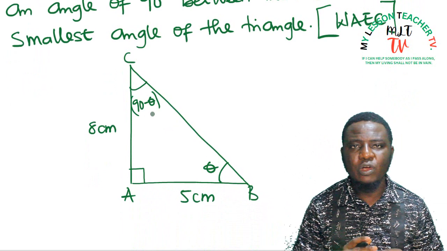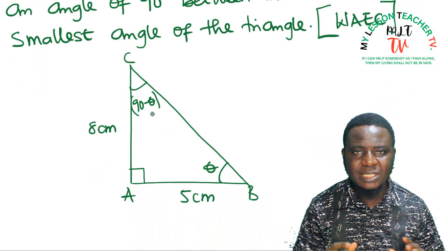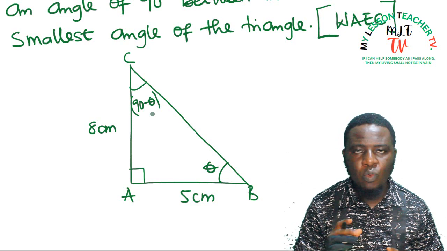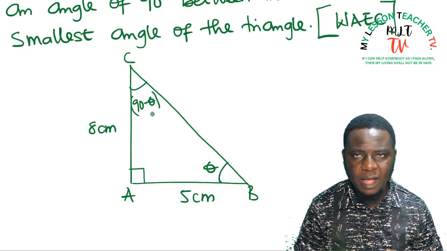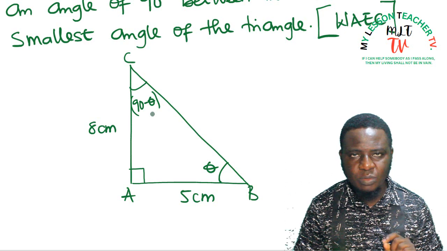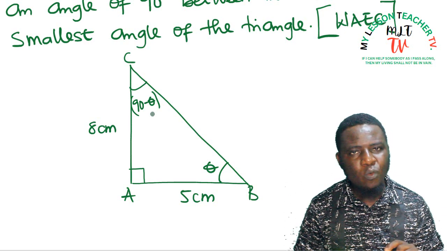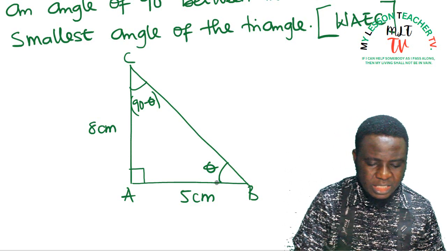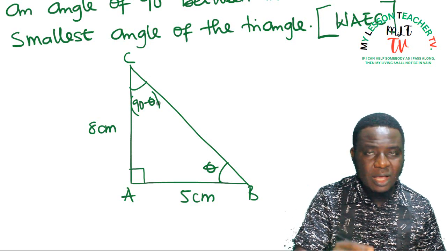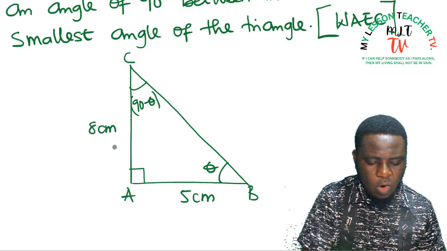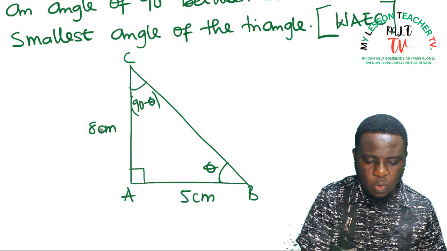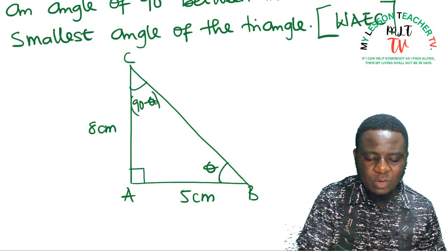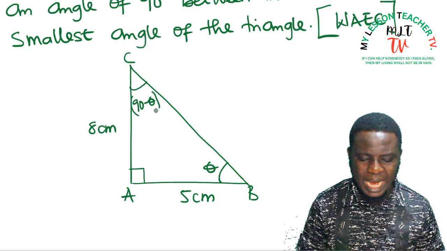They didn't specify which of them is bigger and which is smaller, but from the given sides you can tell which angle is going to be bigger than the other, and the angle that is said to be bigger than the other is the angle with the biggest opposite side. So it therefore means that angle theta is bigger than angle 90 minus theta, reason being that the opposite side of theta is 8, while the opposite side to angle 90 minus theta is 5. So angle 90 minus theta is going to be the smallest angle.